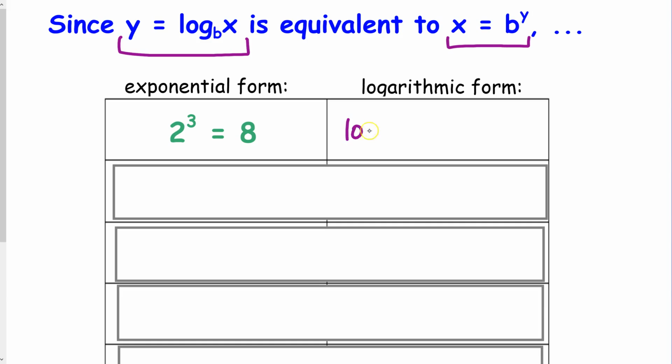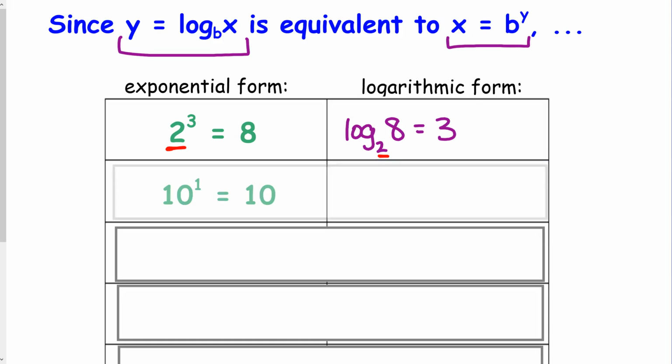So we have log base 2 because the base is the same for either form. The 2 is a subscript. So we have log base 2 of 8 equals 3. Remember, the output is the exponent in a logarithm. So it still means take 2, raise it to the third power, and you get 8. Let's do another one that we should recognize as true, 10 to the first power equals 10. So the way we write that in logarithmic form is log base 10 of 10 equals 1.